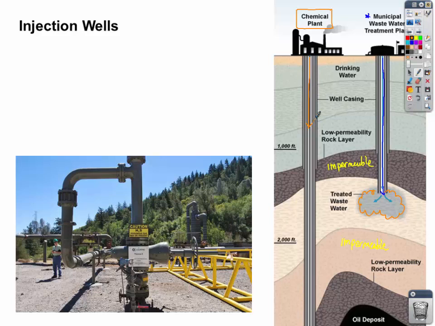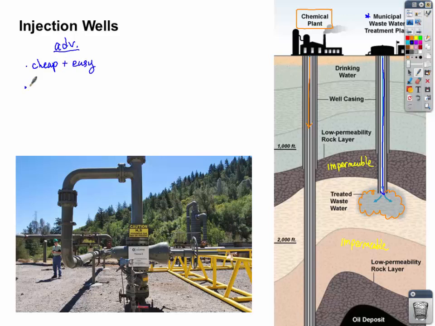So if we go very, very deep, hopefully we can find a layer of permeable rock between two layers of impermeable rock. So that contaminant is basically stored underground. All right, there's some advantages and disadvantages of this. Okay, believe it or not, it's cheap and easy.